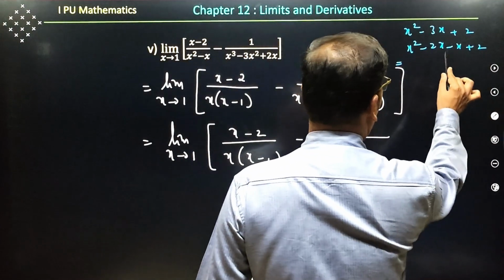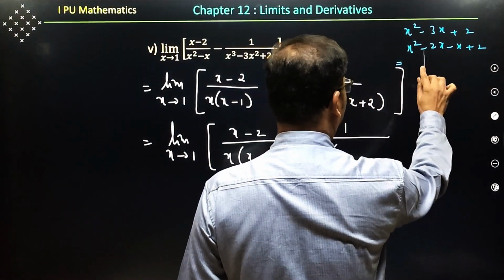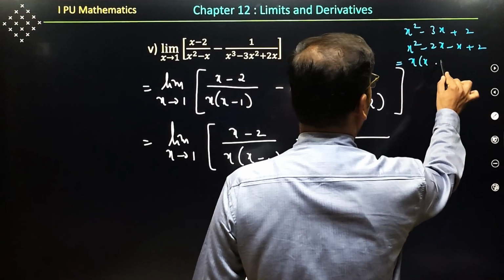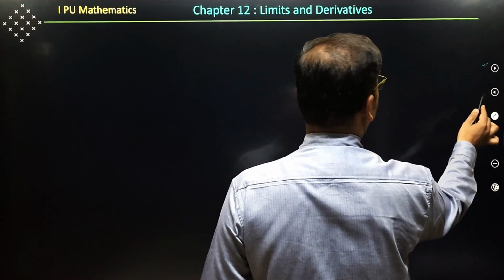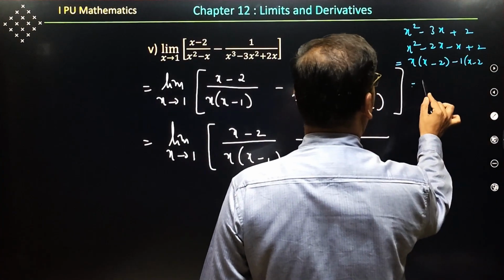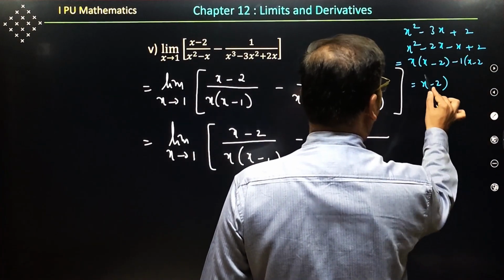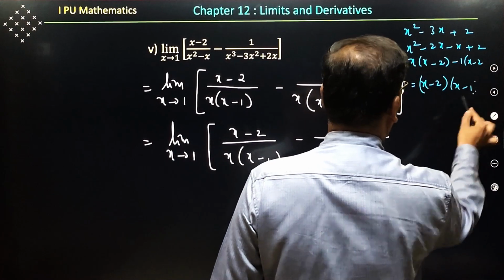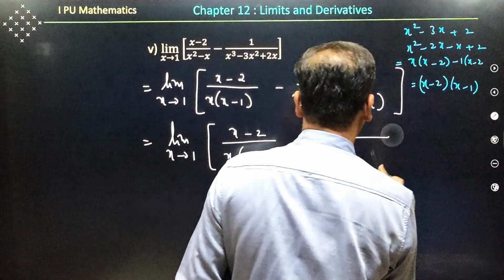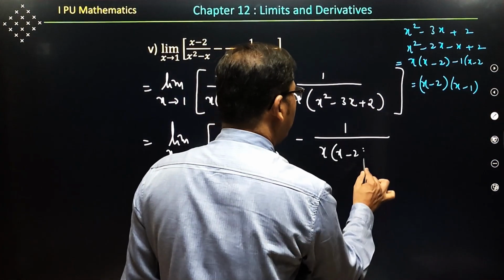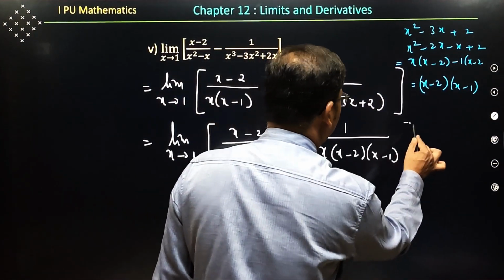So this is equal to, product is again first and last term, x into bracket x minus 2, minus 1 into bracket x minus 2. So as a result, x minus 2 is one factor, x minus 1 is another factor here. So at this stage x minus 2 into x minus 1 you can write here.